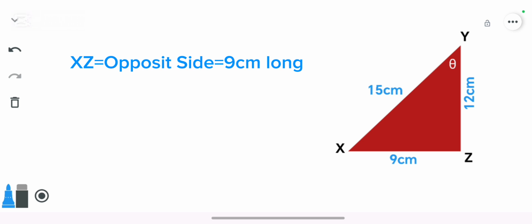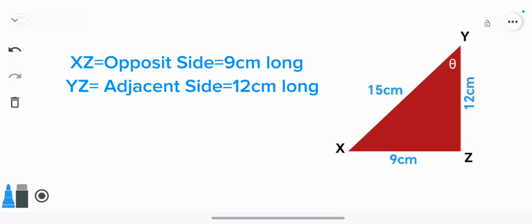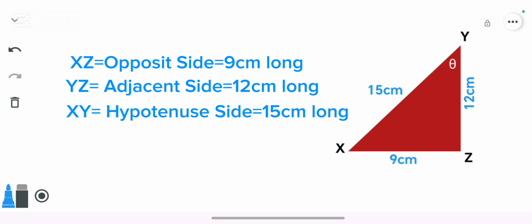And YZ, with respect to this given angle here, YZ is the adjacent side, and it's 12 centimeters long. And XY is the hypotenuse, and it is opposite the right angle of this given right angle triangle here. So XY is the hypotenuse.